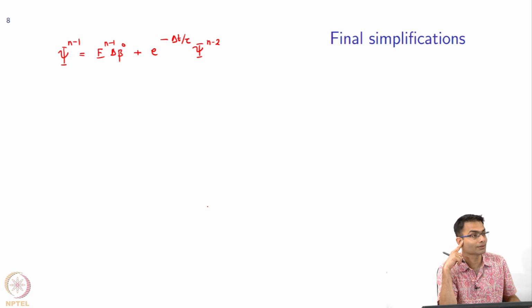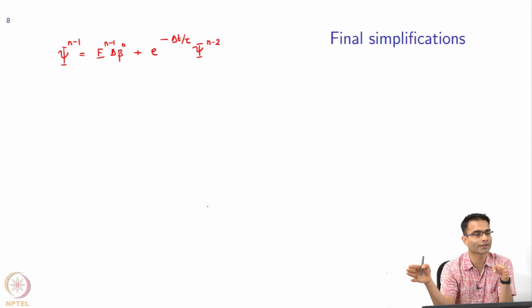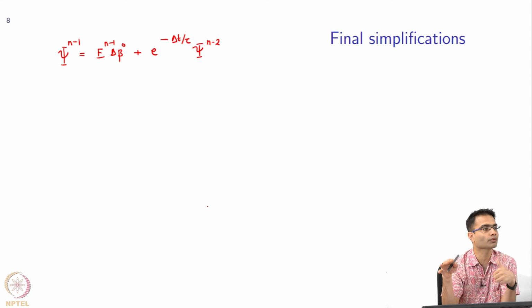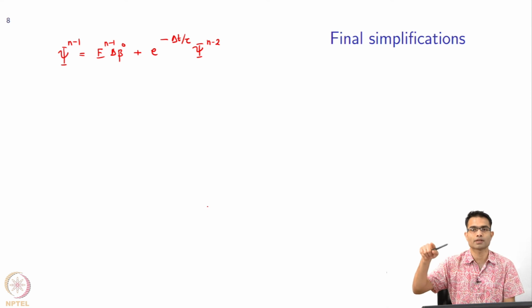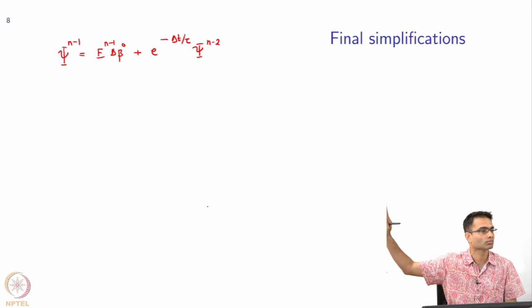One past and one psi also, yeah. So, is that an improvement? Yeah. So, I don't need to store all the electric fields, but I need to store one new variable, which is psi. To evaluate psi at n minus 1, I only need psi n minus 2. I don't need psi n minus 3, 4, 5 up to psi 0.